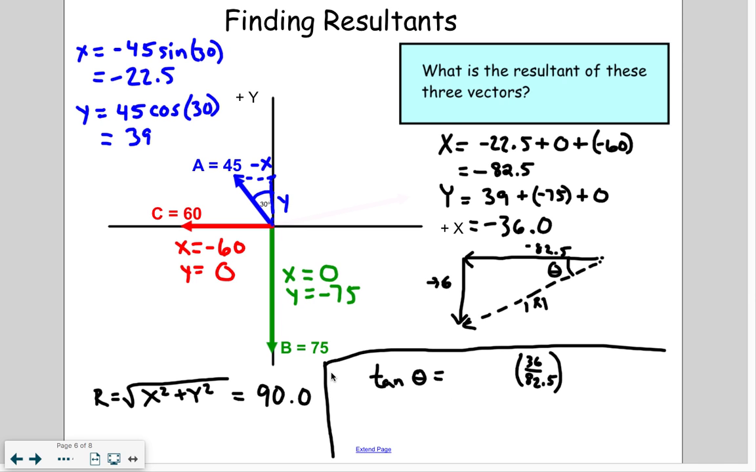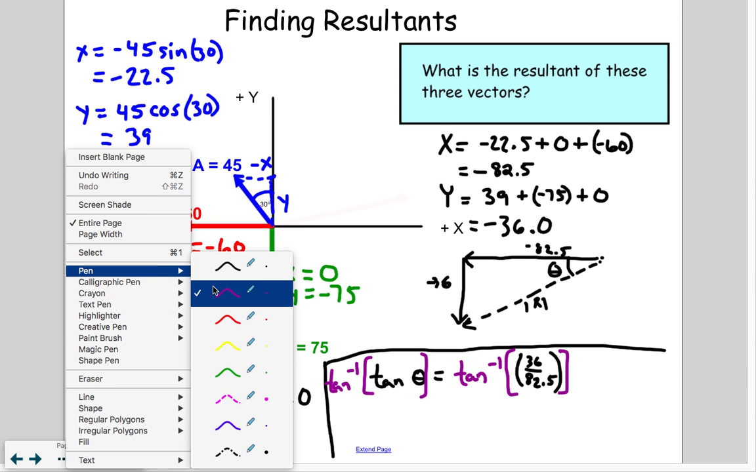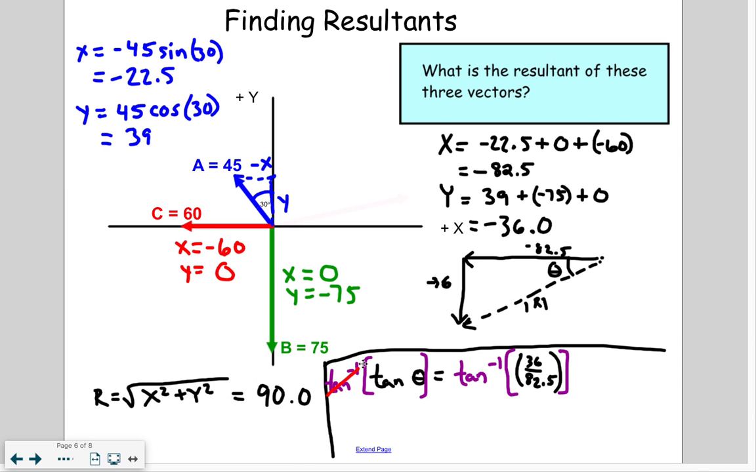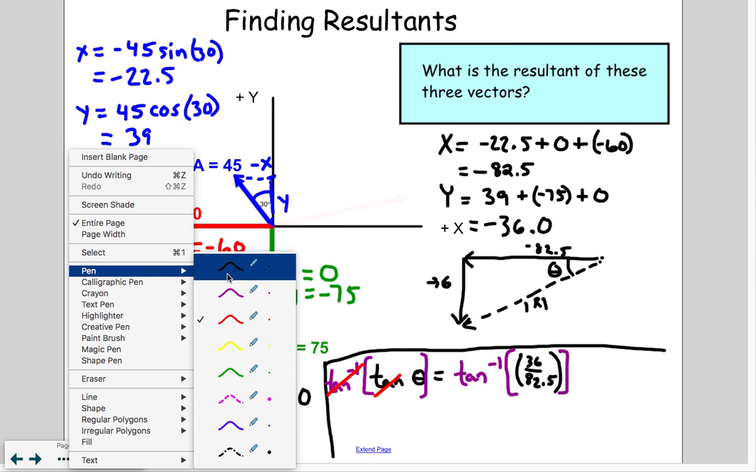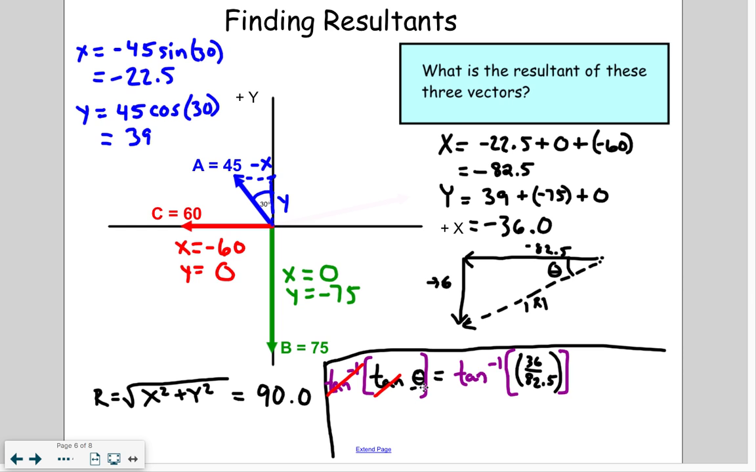So what I'm going to do is I'm actually going to take an inverse tangent of both sides. And remember, I do this because I need to get rid of that tangent. Okay? So what's going to happen is the inverse tangent and the tangent are going to cancel on that side, and I'm going to be left with theta. Theta is not going to change. So I'm going to say theta equals, in this case, inverse tangent of 36 over 82.5.